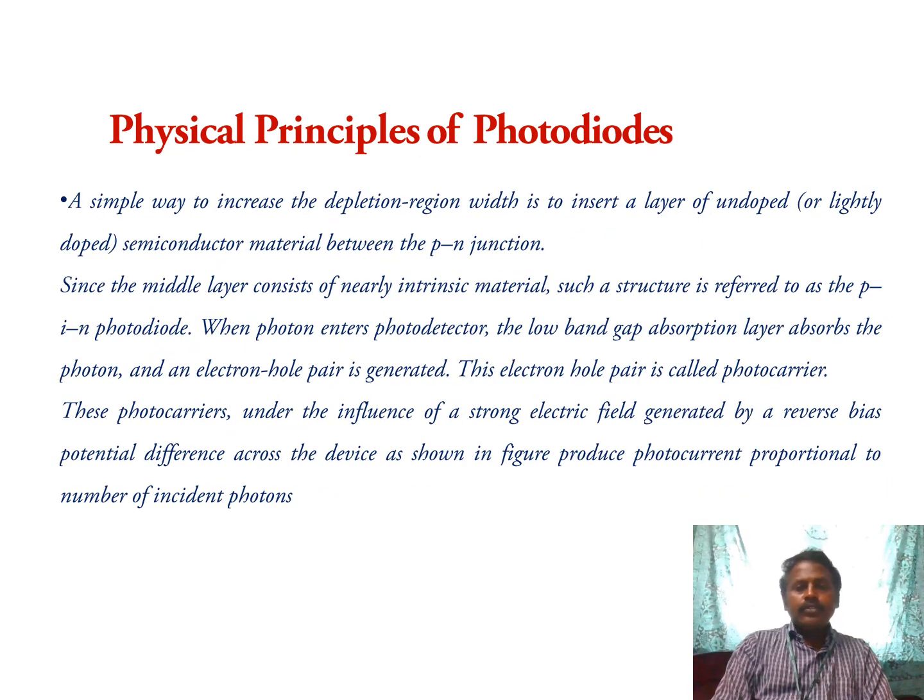Now, what is the physical principle of photodiode? A simple way to increase the depletion region width is to insert a layer of undoped or lightly doped semiconductor material between the PN junction in the normal PN diode. Since the middle layer consists of nearly intrinsic material, such a structure is referred to as a PIN photodiode. When photons enter the photodetector, the low bandgap absorption layer absorbs the photon and electron hole pairs are generated. These electron hole pairs are called photocarriers. These photocarriers, under the influence of a strong external electric field generated by a reverse bias potential difference across the device as shown in the figure, produce photocurrent proportional to the number of incident photons.